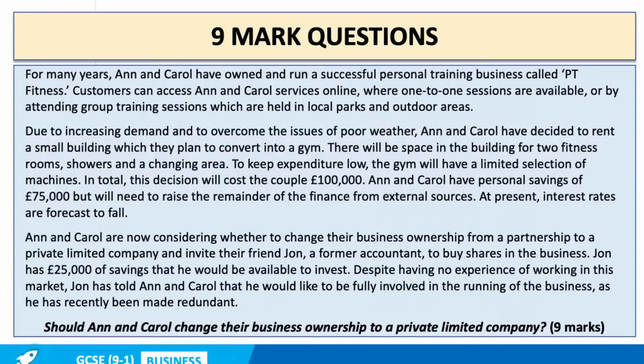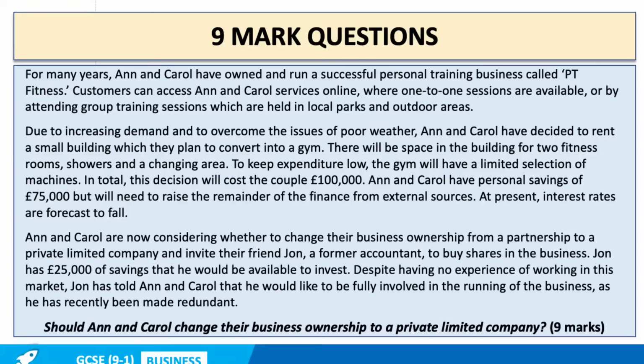Anne and Carol are now considering whether to change their business ownership from a partnership to a private limited company and invite their friend, so they know this person, John, a former accountant, to buy shares in the business. So it's significant what he does previously. So he's former means he used to be an accountant. John has £25,000 worth of savings that he would be able to invest. Despite having no experience of working in this market, John has told Anne and Carol that he would like to be fully involved in the running of the business, as he has been recently made redundant. So that means he's lost his job and therefore got spare time on his hands.